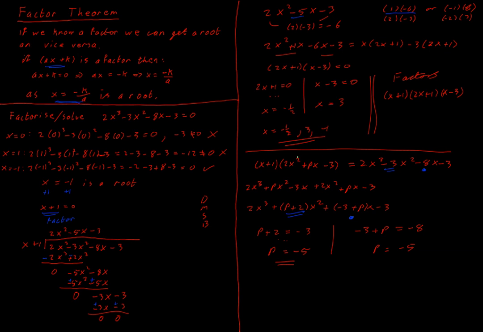That would tell me that my quadratic factor would be 2x squared minus 5x minus 3, and I would factorize it as I did here. So this is just an alternate method. This is equivalent to this. So that's how we can use the factor theorem to factorize or solve cubic expressions or cubic equations. And that's what we need for now.